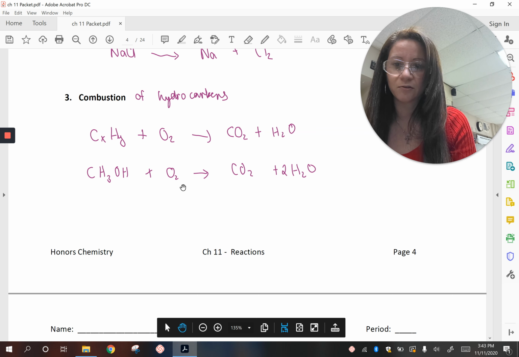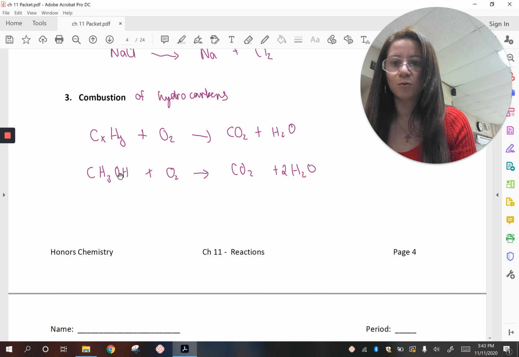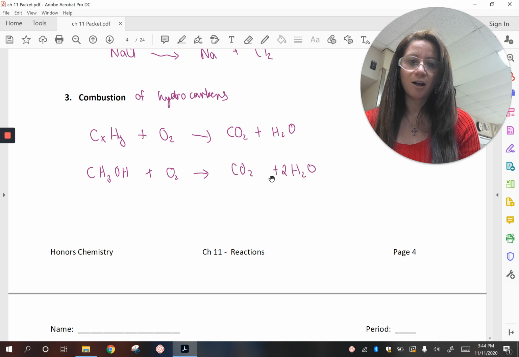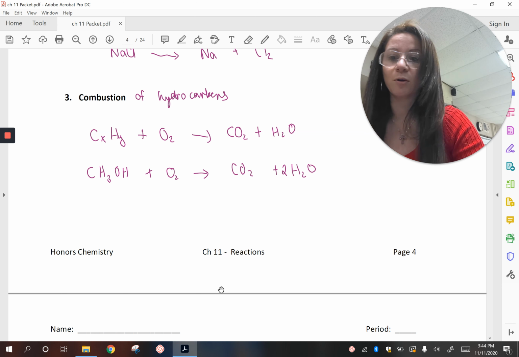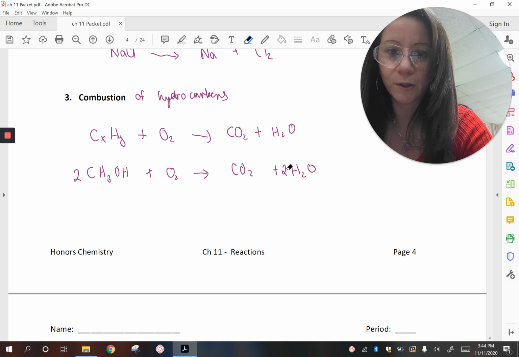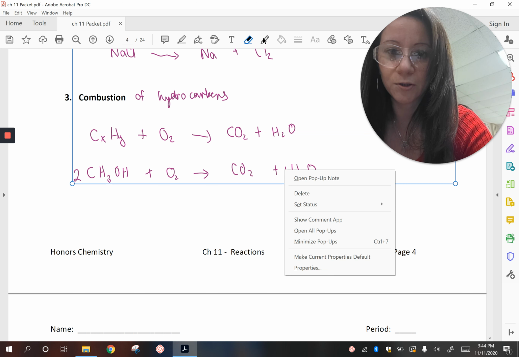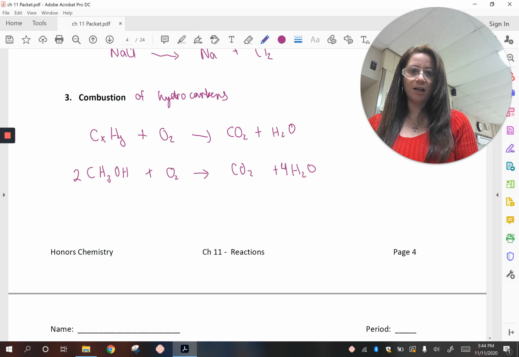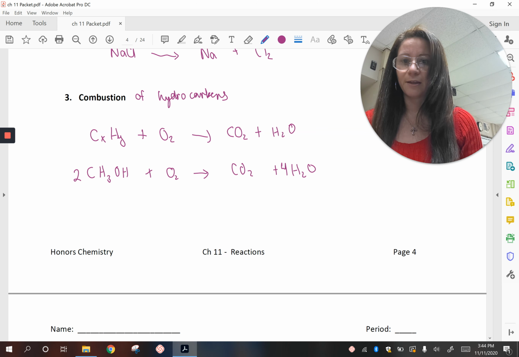2 and 2, that's 4. So 2 and 1, that's 3. So that doesn't work. We have an even number and an odd number. So I'm going to double this right here. And I'm going to double my water as well. So make that a 4 so that I have 8 hydrogens on both sides. Then now for my oxygen, and I need to double my carbon as well.